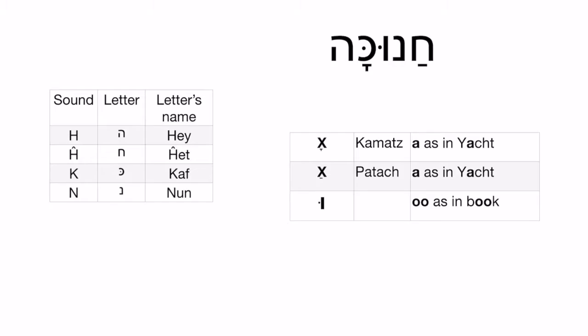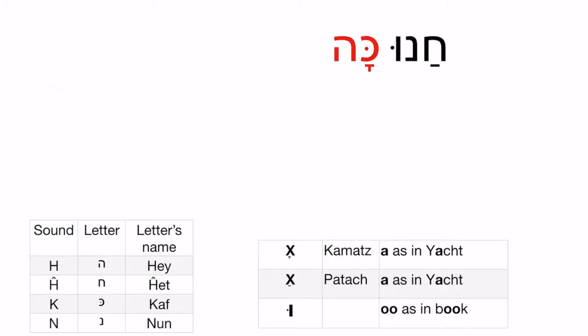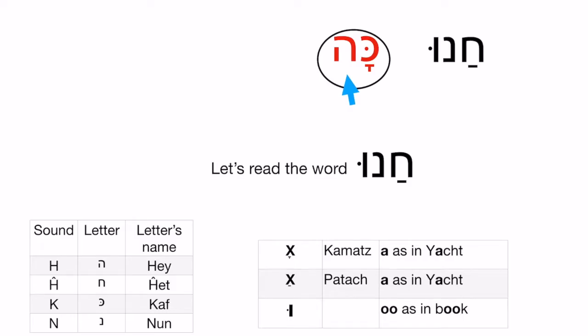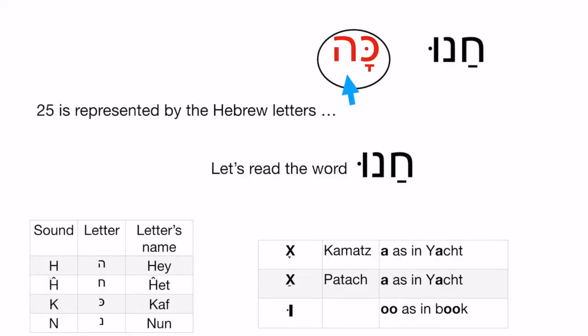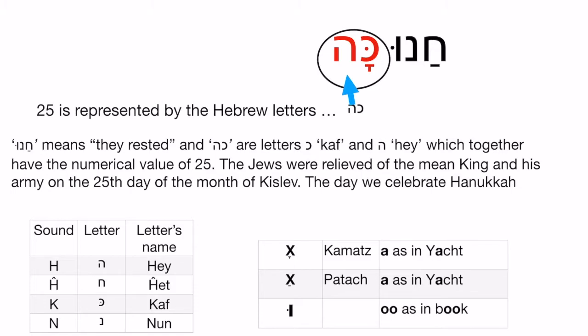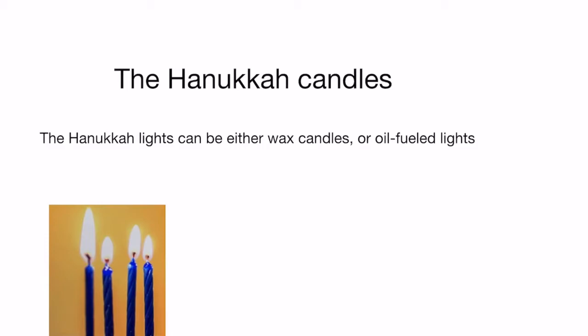Let's read. Hanukkah. Let's read the word. Twenty-five is represented by the Hebrew letters Kaf Hey. Chanu means they rested, and Kaf Hey are the letters Kaf and Hey, which together have the number value of 25. The Jews were relieved of the mean king and his army on the 25th day of the month of Kislev, the day we celebrate Hanukkah. The Hanukkah candles. The Hanukkah lights can be either wax candles or oil-filled lights.